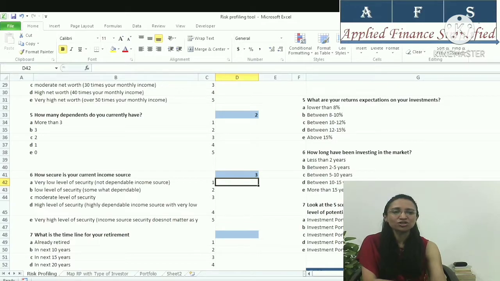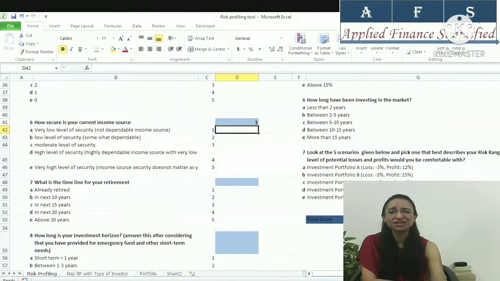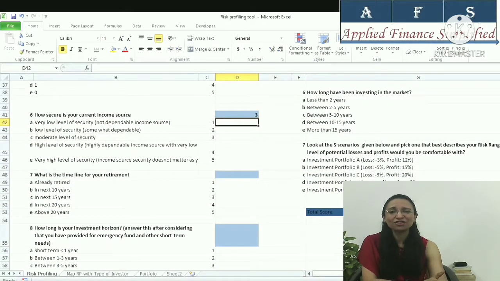The next question talks about what is the time limit of your retirement? So in case of Mr. Raj, he is 40 years of age and he has next 20 years left to retirement. So he scores 0.4. Depending on your time limit to retirement, you select the most appropriate option.